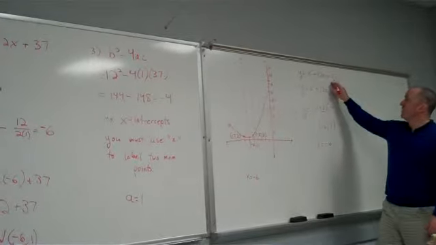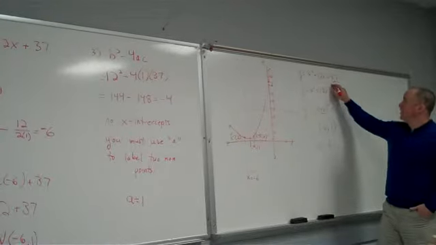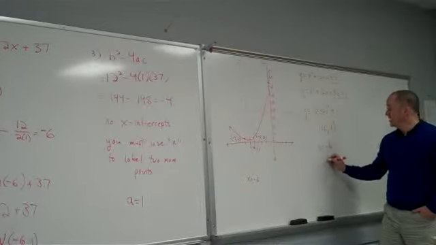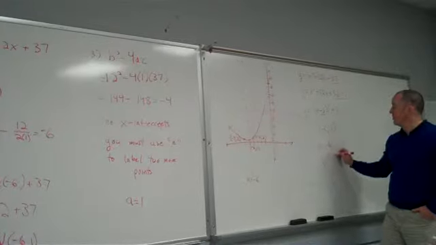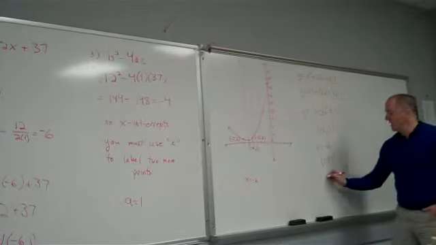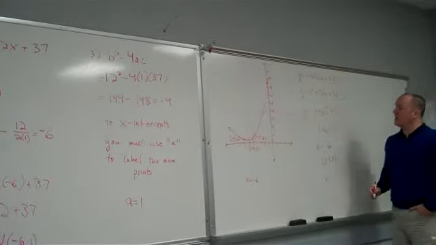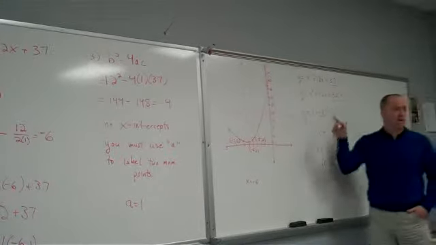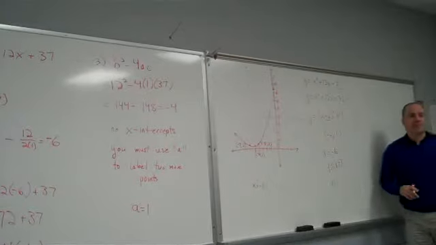I find my y-intercept the same way, which is going to be 0, 37. I put in a 0 for x, and then I know a equals 1, so I simply go from my vertex over 1, up 1. That's much simpler.